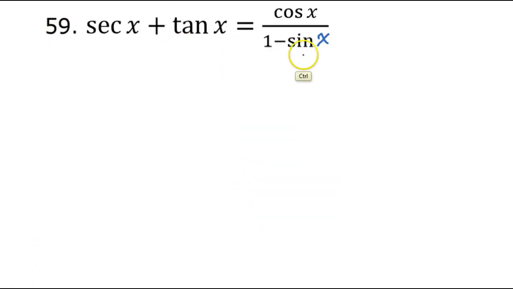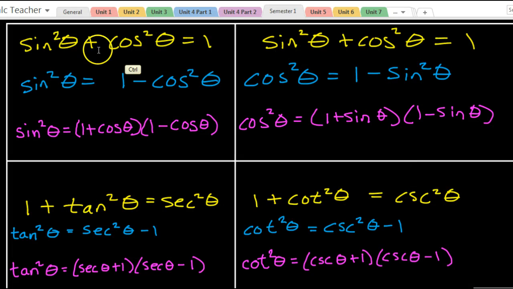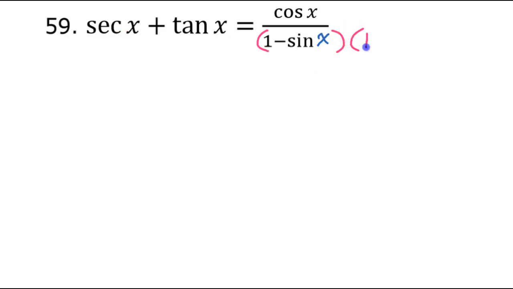All right, number 59 looks pretty interesting to me. I'm going to try to work the right-hand side. I'm noticing the 1 minus sine x right here. And when I look at my chart of Pythagorean identities, I see 1 minus sine theta right here. So that makes me want to multiply by 1 plus sine theta so that it will make cosine squared. So I'm going to try multiplying by 1 plus sine and see what happens. Of course, to do that I have to do it in the numerator and denominator. So I need to multiply by 1 plus sine x over 1 plus sine x.